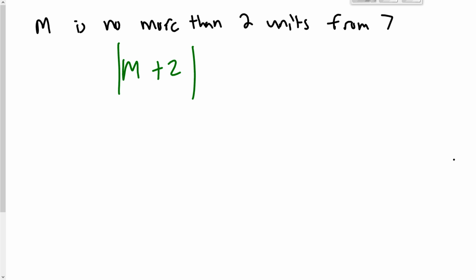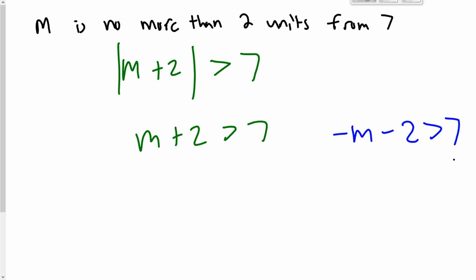Okay, so the absolute value, because it can be 2 less than 7, or it can be 2 more than 7, right? So no more than would be the greater than symbol. Okay, and we're talking about 2 more than it. So here we have M plus 2 is greater than 7, and my second equation would be negative M minus 2 is greater than 7.